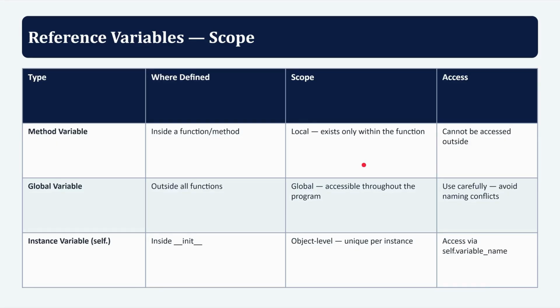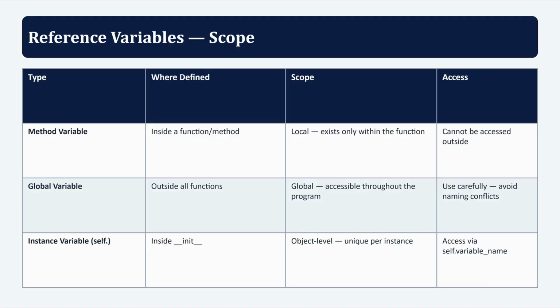These are reference variables with their scope. So there's method variables that are defined inside of a function or a method. The scope is local, it exists only within the function, and it cannot be accessed outside of the function or the object. A global variable is defined outside of any function, and its scope is global. It's accessible throughout the program wherever you need it. You have to use it carefully to avoid naming conflicts.